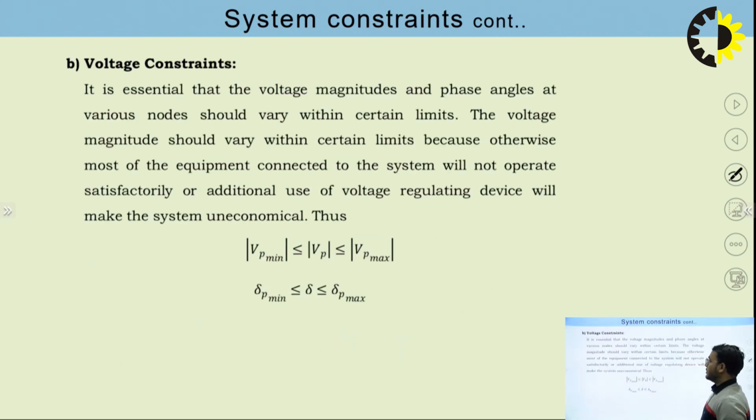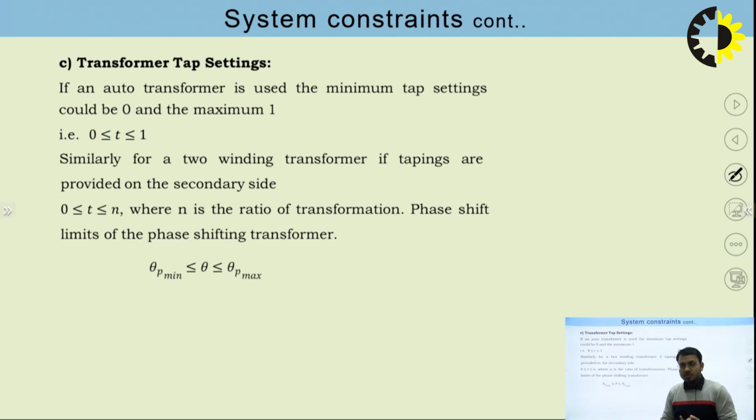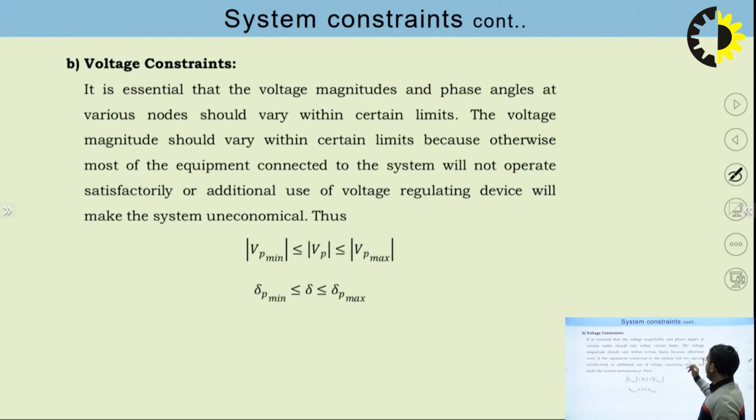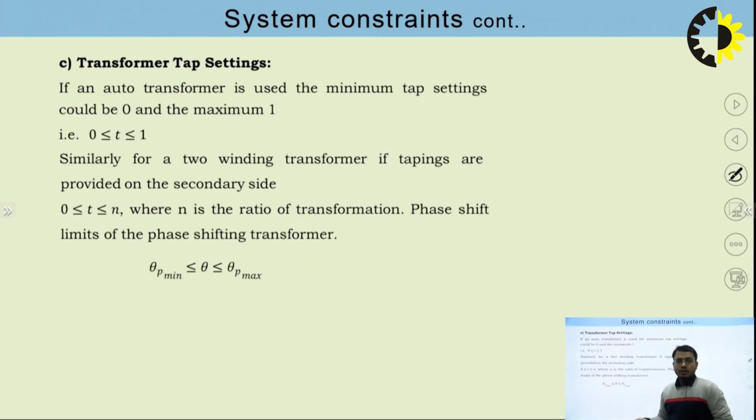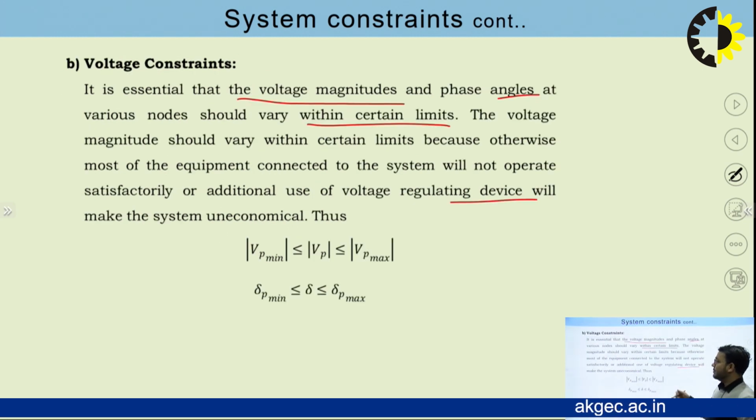Second one is the voltage constraint. It is essential that the voltage magnitude and the phase angle at the various nodes should vary within certain limits, and under those limits only the voltage and phase angle of the system must lie. The voltage magnitude should vary within certain limits, because otherwise most of the equipment connected to the system will not operate satisfactorily, or additional voltage regulating devices must be connected, and that will obviously be uneconomical.